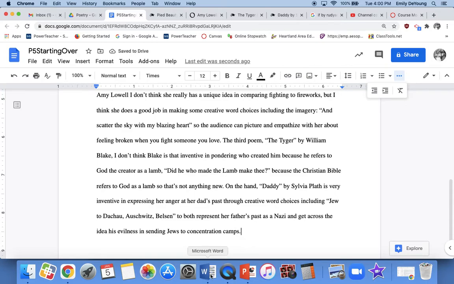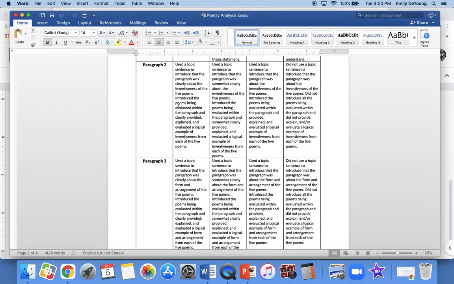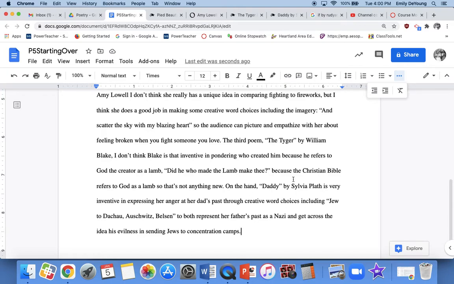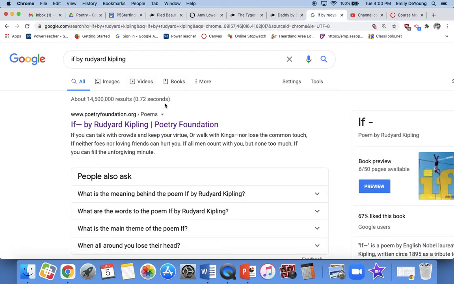So then going back to the rubric, have I given my opinion or evaluated it? Yes. You do not have to put I think in front of every opinion you have, but I did say it is very inventive, which implies it's my opinion. I've given the example and I've explained that example. So then go into my last one. Finally, If by Rudyard Kipling. He's the same guy who wrote The Jungle Book, if you thought that name sounded familiar.